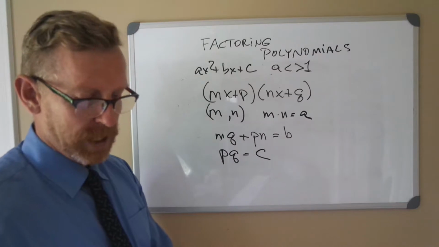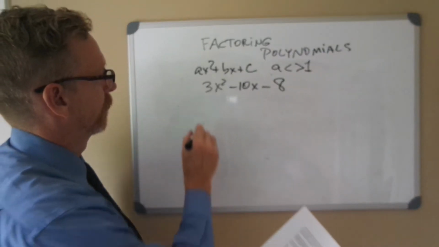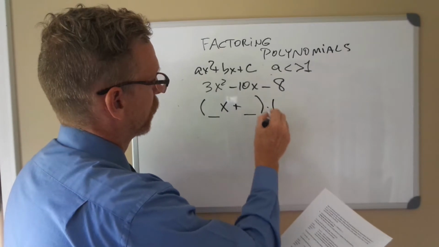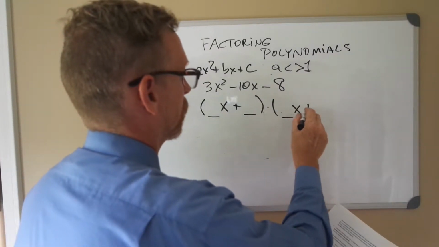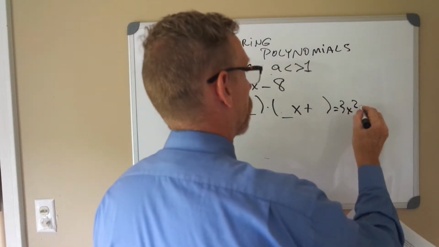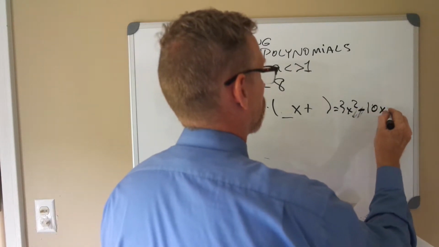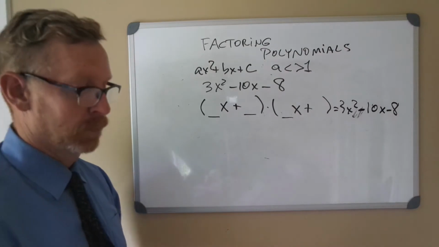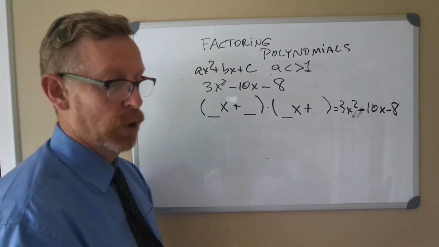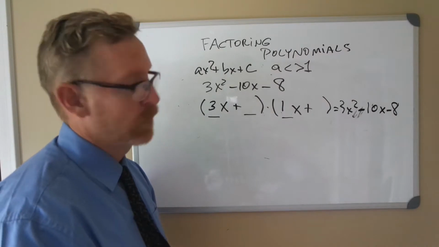So let's use the function 3x squared minus 10x minus 8 to illustrate. So we have x plus a number times something times x plus a number is equal to 3x squared minus 10x minus 8. Obviously the first two terms will have to be some combination of 3 and 1 to get to 3x squared. So let's just plug the 3 in there and the 1. Start with that. The last two terms must be numbers that multiply to negative 8.